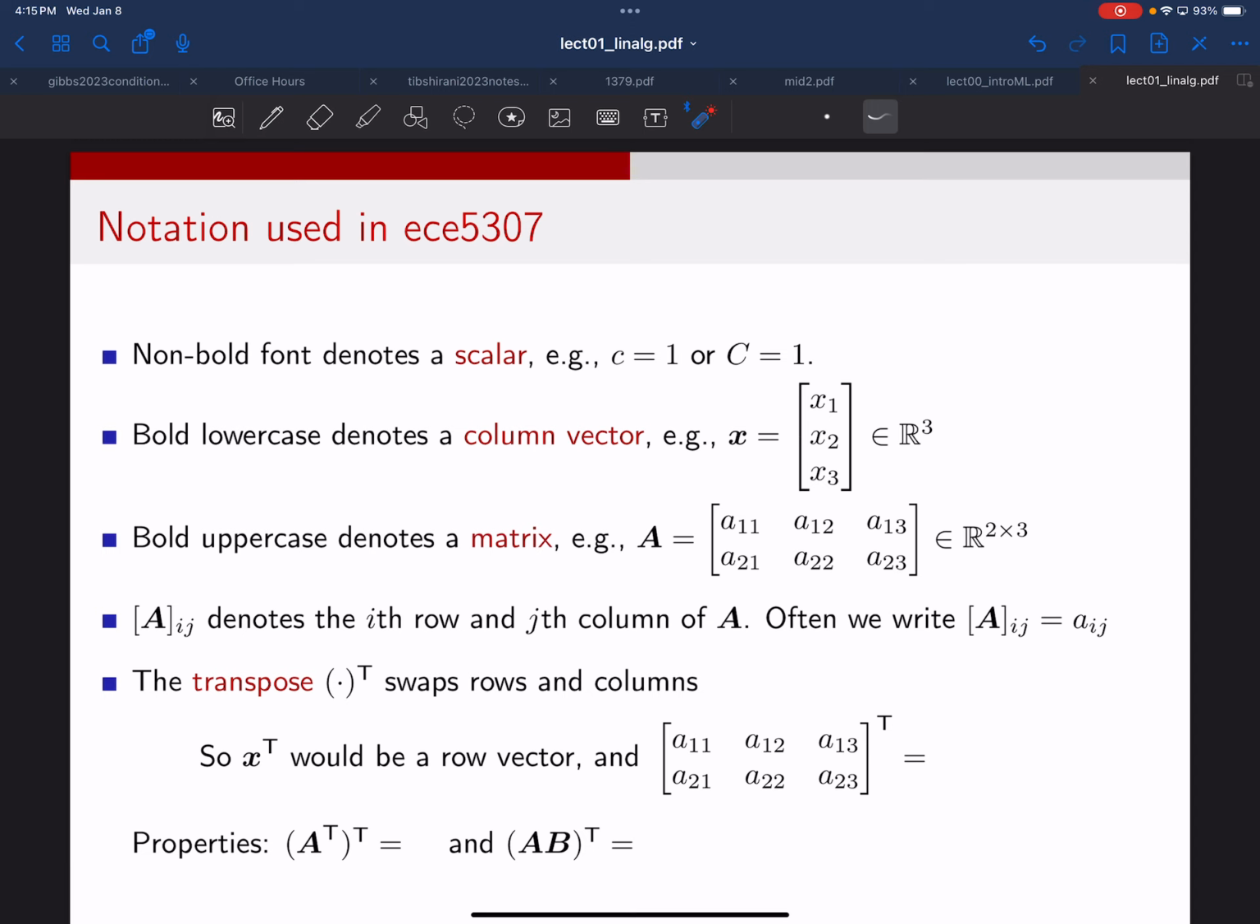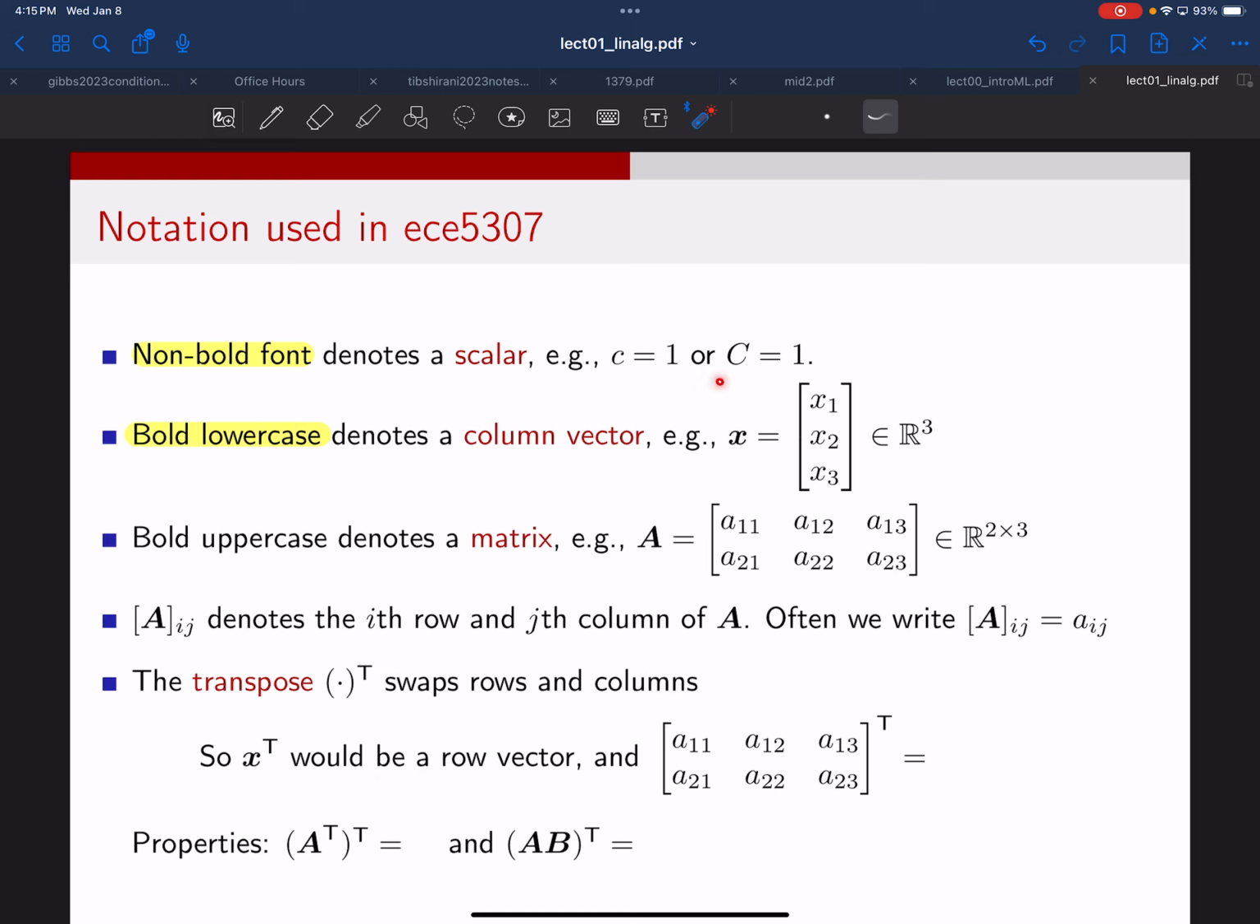So whenever we see a non-bolded font on some math quantity, that means that it's going to be a scalar. Examples of this would be like a little c or a big C. Those might be the scalars. Now, if we have bold lowercase, that is always going to mean a column vector in this class.